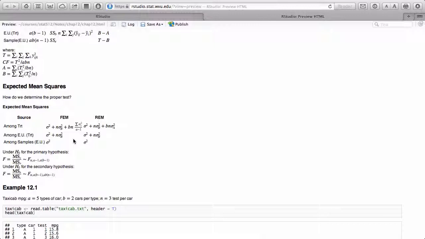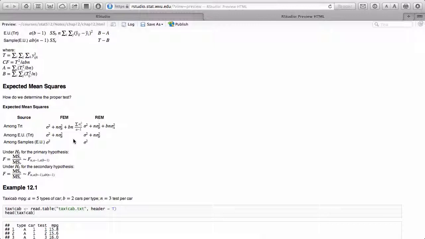If I'm looking at the next level up, among experimental units within the treatment, that will be sigma squared plus n times sigma squared sub A. And if I look at the top level, among treatments, that's sigma squared plus n times sigma squared sub B plus b times n sigma squared sub A. Again, this is assuming equal size samples, which may not be the case, but it gets a lot harder to compute those if it's not the case. You can certainly do it.